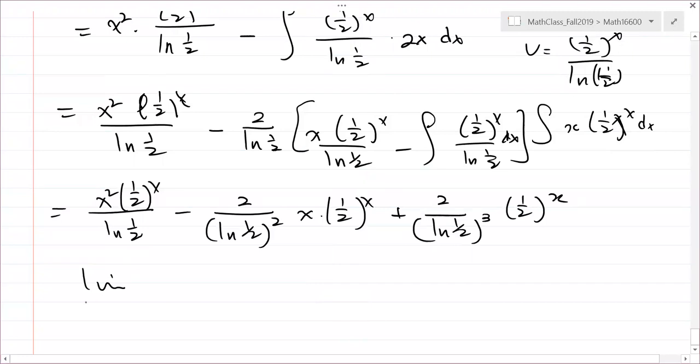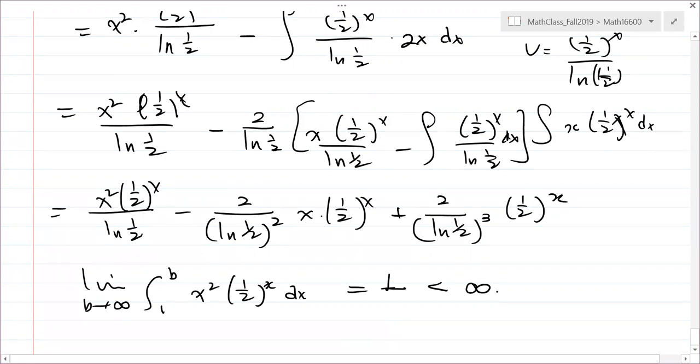So clearly the limit as b approaches infinity of the integral of x squared (1/2)^x dx is finite. It's convergent to L, which is less than infinity, okay? It's a little bit complicated, but you can find it. Usually I only put an x there instead of x squared, so you don't have so many terms. Right now you have to have three terms. You find the antiderivative, take the difference at the two endpoints 1 and b, then let b go to infinity, and the other terms will disappear, leaving only the value at x equals 1. So I can write down the exact value for the error, but it's finite.